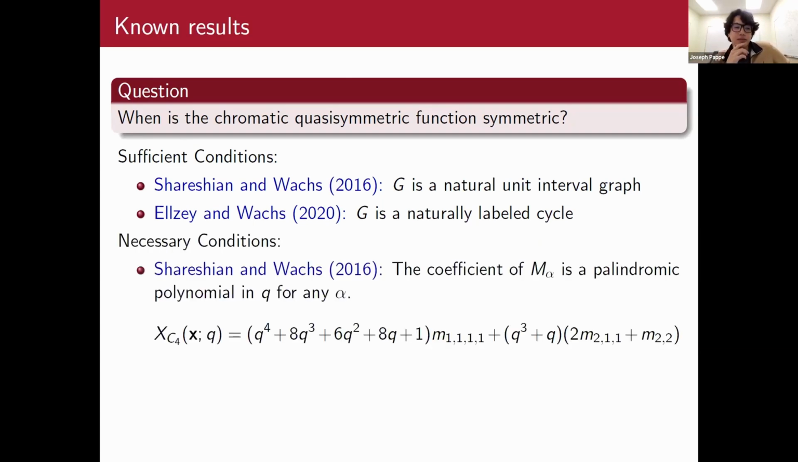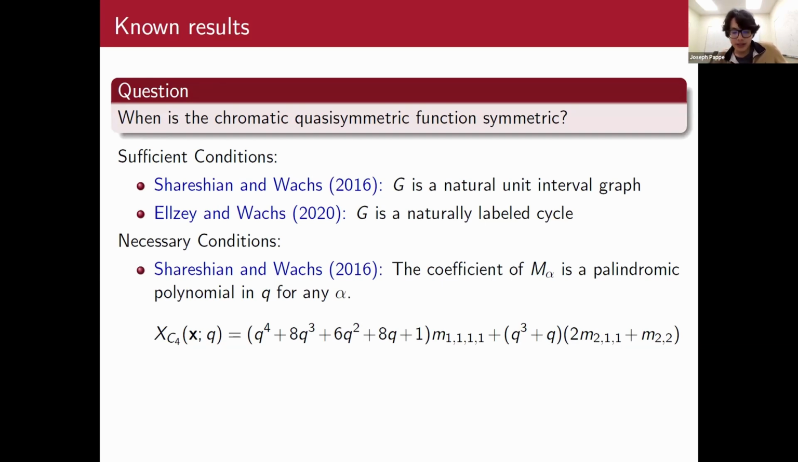Basically, the only other necessary condition that was known is that when we express it in terms of these monomial quasi-symmetric bases, the coefficients form palindromic polynomials. So for instance, if we look at here, this is a palindromic polynomial, which is symmetric around Q squared. And this one is also symmetric around Q squared.